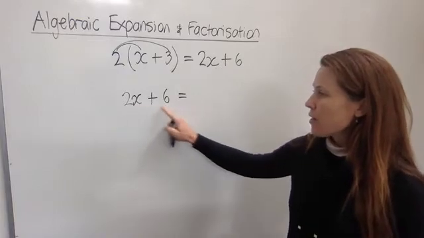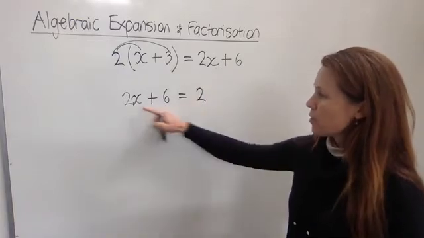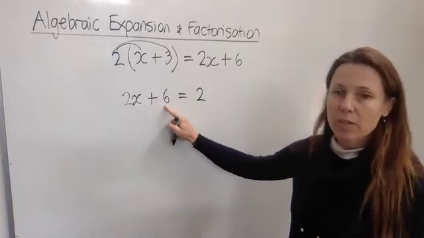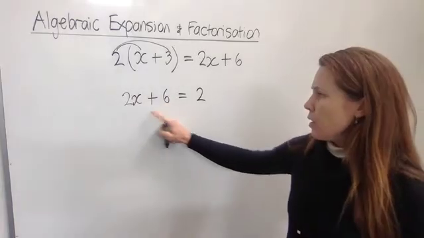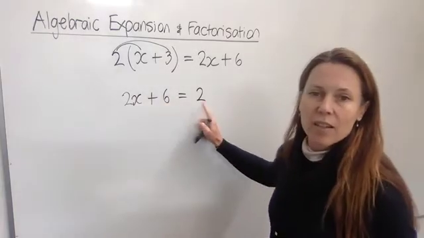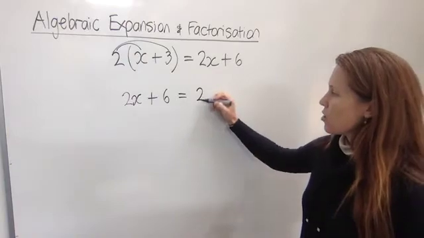Now the biggest factor that they both share is 2. This one is 2 lots of x, and this one is 2 lots of 3. This has an x in it, and this doesn't. So you can't bring an x out the front. The best you can do is 2.